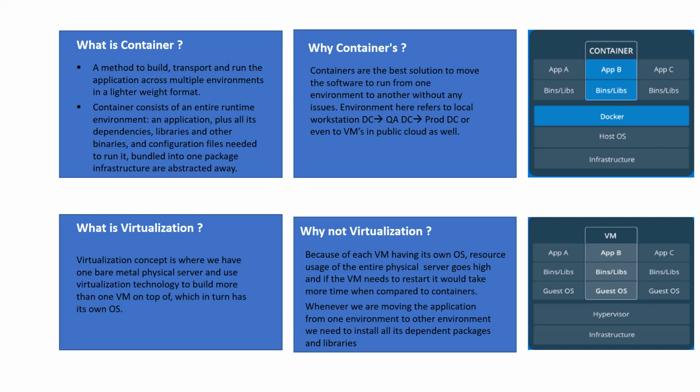Assume, for example, my physical bare metal server has 100 GB RAM and 100 GB of storage. As a layman example, I can virtualize it into four virtual machines, each with 25 GB RAM and 25 GB of storage. Likewise, we can build four virtual machines on top of it. Assume this is one VM, which I have highlighted here, with 25 GB of RAM and 25 GB of storage.